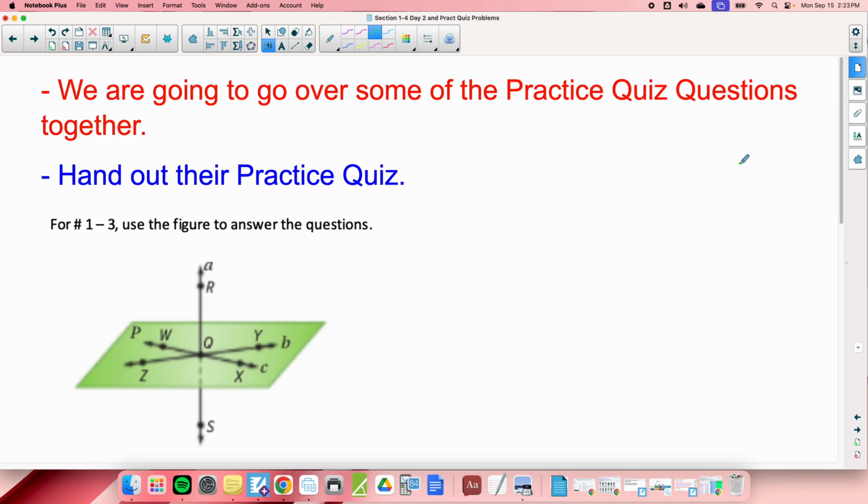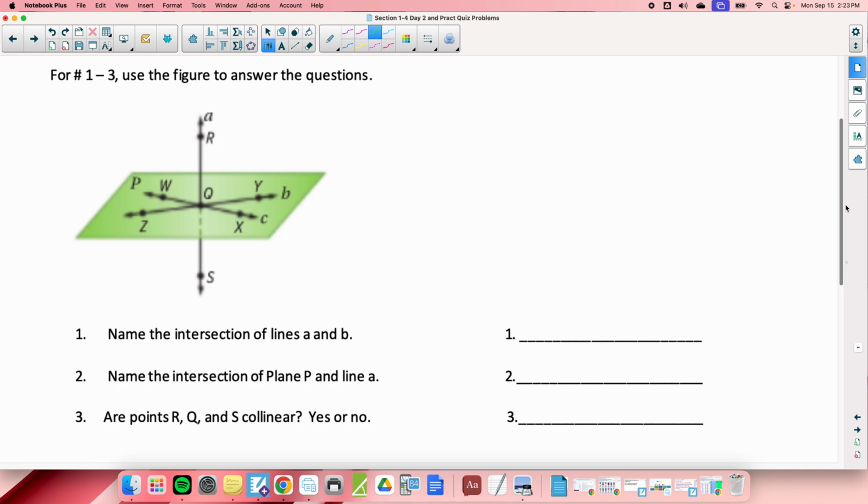Okay, let's look at number one. This is exactly what your test is gonna look like. The only difference is the diagrams would be different or the numbers would be different. This says, name the intersection, which means where they meet, of angle A and angle B. Where do they touch? Q. All we have to write here is Q.